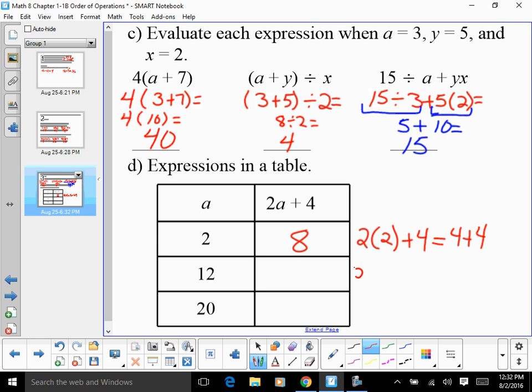Okay, I'm going to show them out, just for those people who feel more comfortable doing it. 2 times 12 plus 4 is going to give us 24 plus 4 with an answer of 28. And then we'll do 2 times 20 plus 4, and that will give us an answer of 40 plus 4, which is 44.